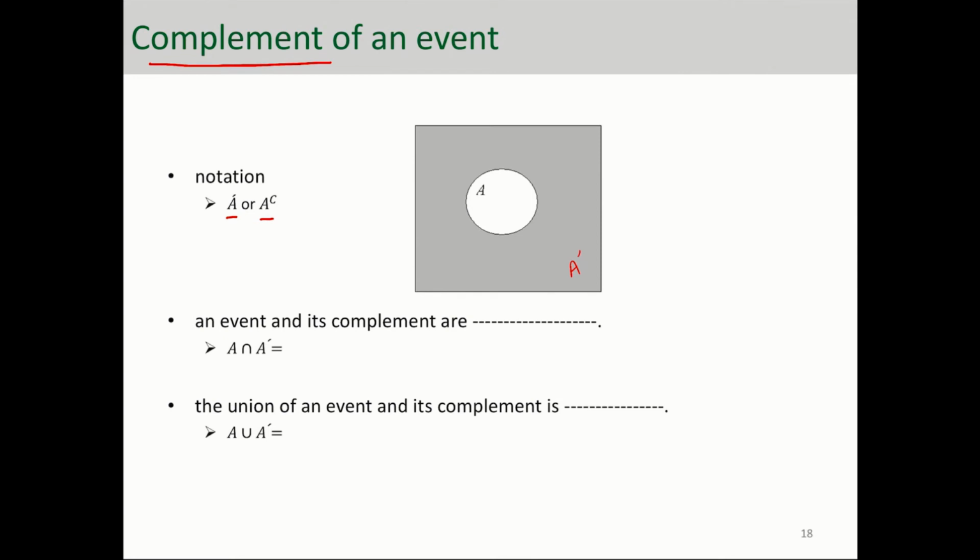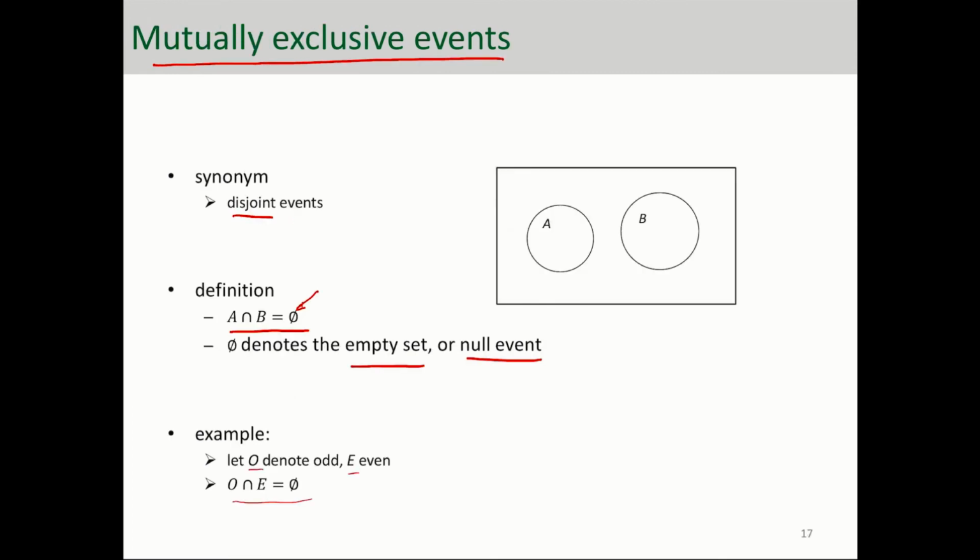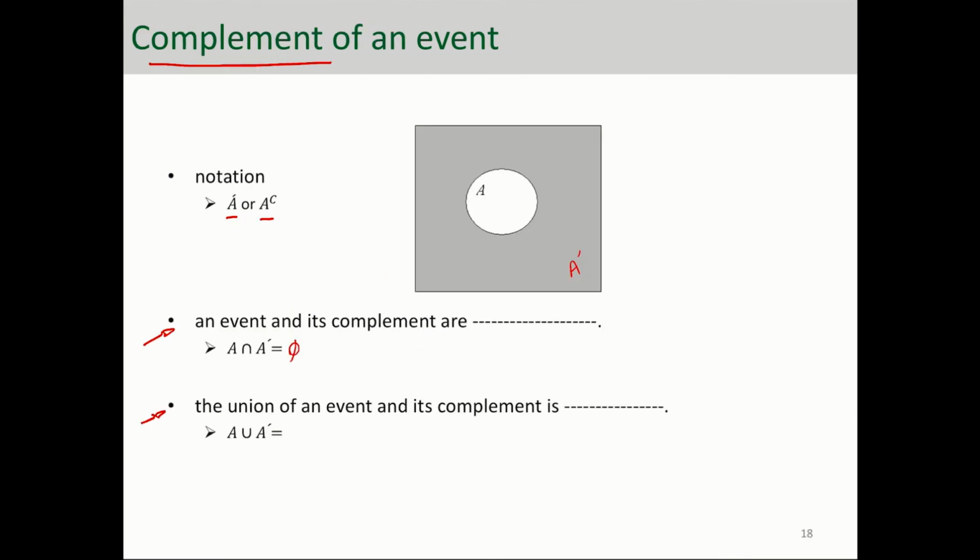Now I want you to pause and think about these two statements and see how you can fill in the blank here. The first one says an event and its complement are, and this relates to A intersection A complement. The intersection of A and A complement is a null event because there is no intersection between the shaded area and the white area here. They don't have any intersection. This is null. And based on the definition that we had here, when two events do not have any intersection, they are mutually exclusive. So we can say mutually exclusive or disjoint, whichever terminology you prefer to use.